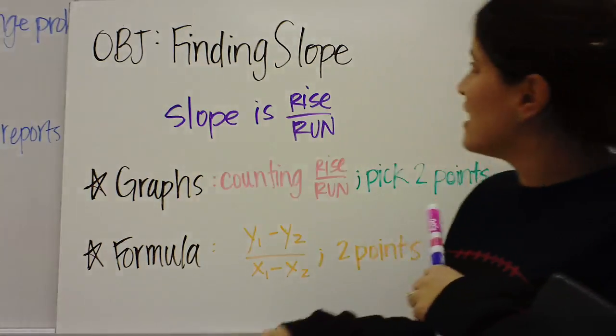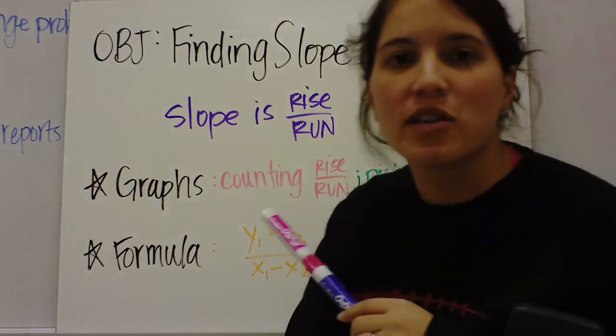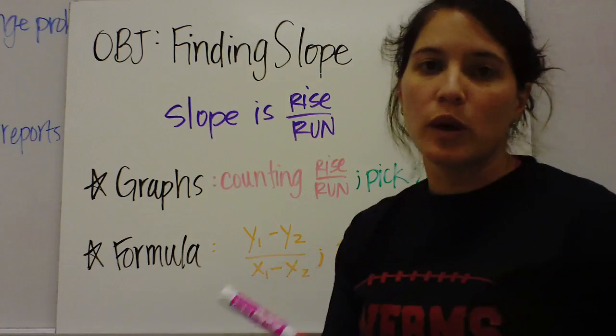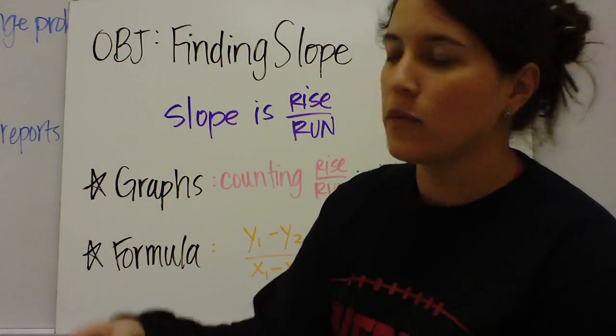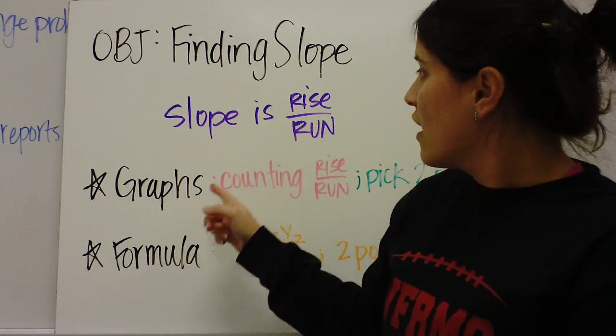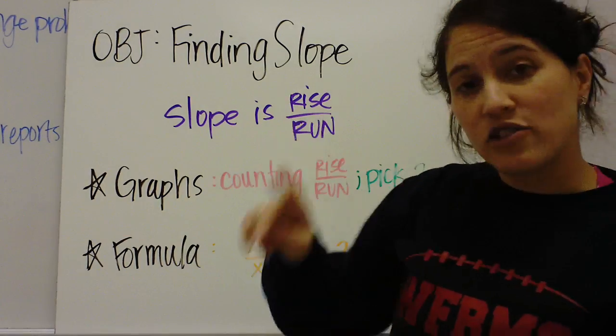Alright, hey y'all. Today's objective is finding slope. So we've been talking about slope and I've shown you how to count slope. And today we're just going to go over a few more cases and I have to show you the slope formula. So again, slope is rise over run. And there are two ways you can find slope.